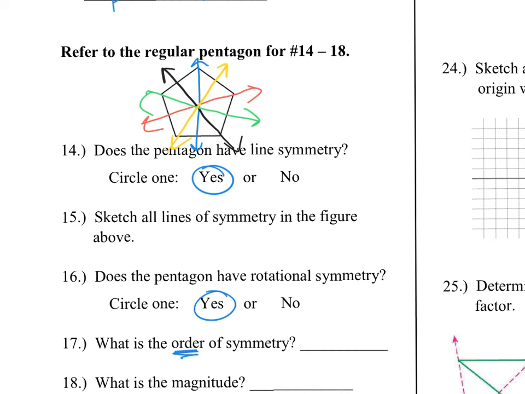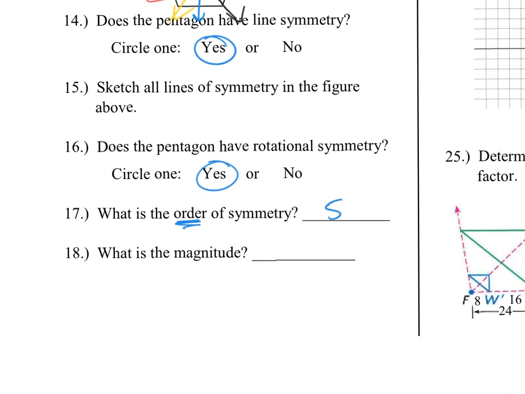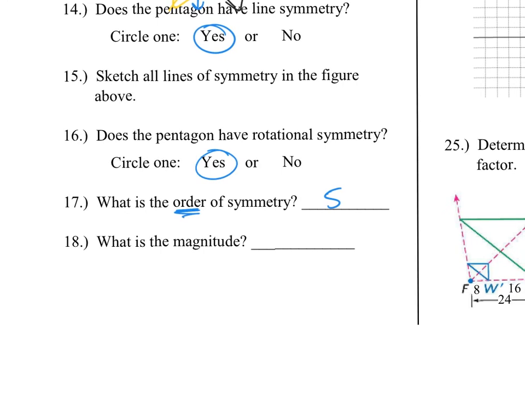The order of symmetry is how many times it maps onto itself. Well, if you would perform this experiment with patty paper, you would see that this pentagon maps onto itself a total of 5 times. And then to find the magnitude would be how many degrees you have to rotate the paper until it rotates onto itself. So to find that, just take 360 degrees and divide it by the order. So in this case, that would be 360 degrees divided by 5, and that turns out to be 72 degrees.